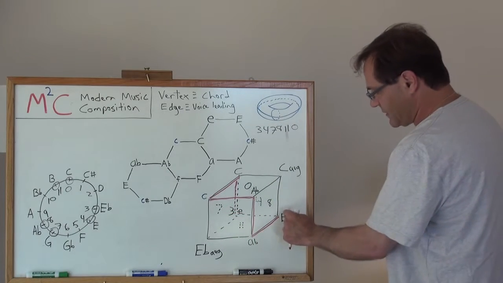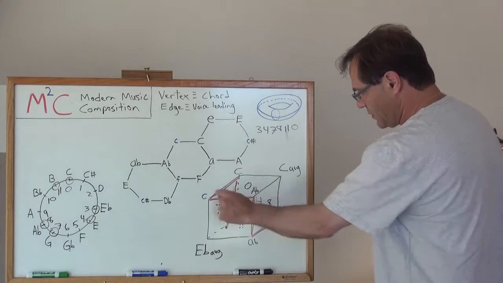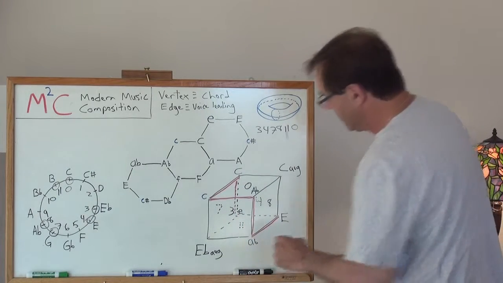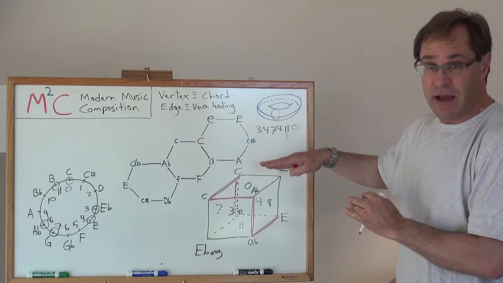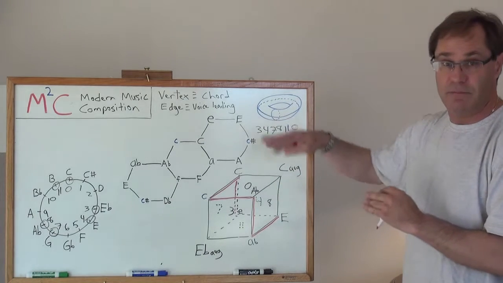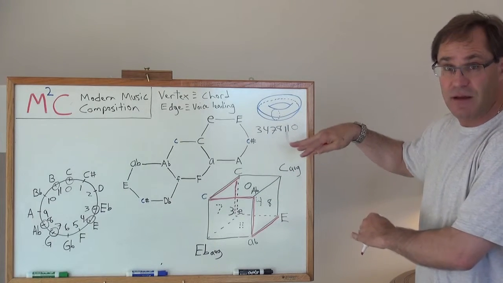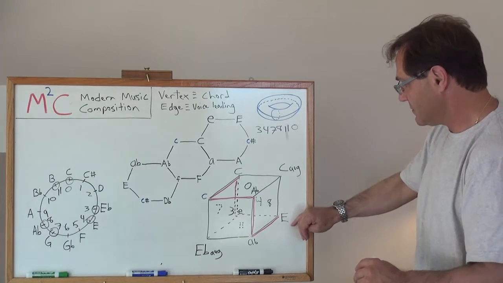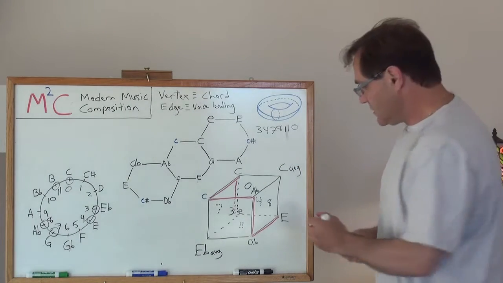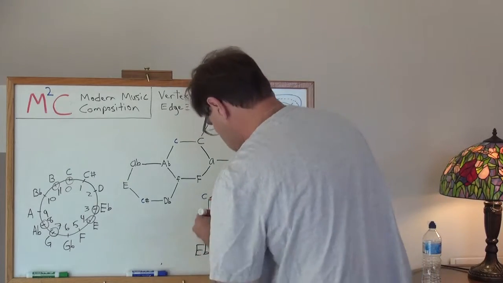So you see what I've done? Boom, boom, boom, boom, boom. That's using the edge diagram of this cube and using some type of symmetric shape here to map out these chords. So now let's start with E.